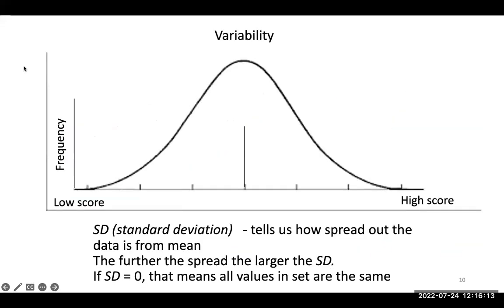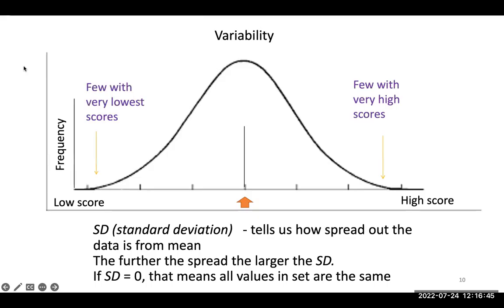Variability is another component that's really important to look at. When we talk about variability, really, we're talking about standard deviation, right? The standard deviation tells us how spread out the data is from the mean. The further the spread, the larger the standard deviation. If you have a standard deviation of 0, then that means all the scores are exactly the same, right? So keep that in mind. If there is no variability, then all the scores are the same.